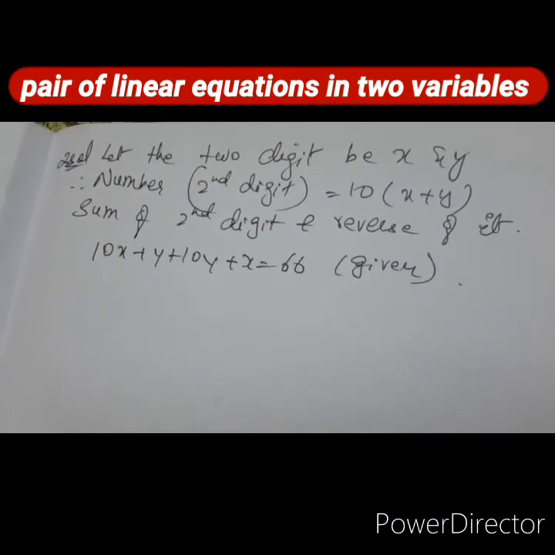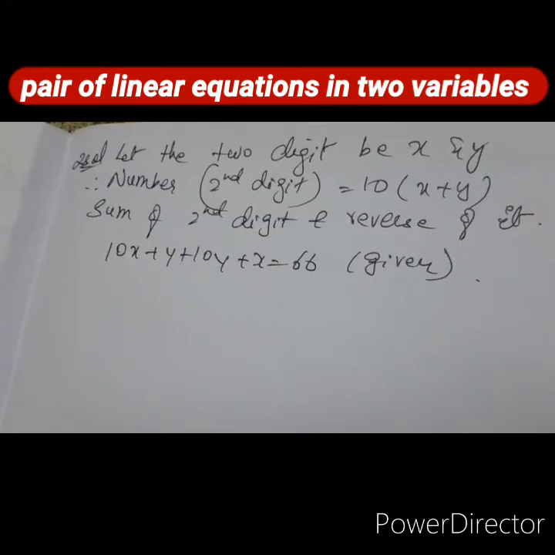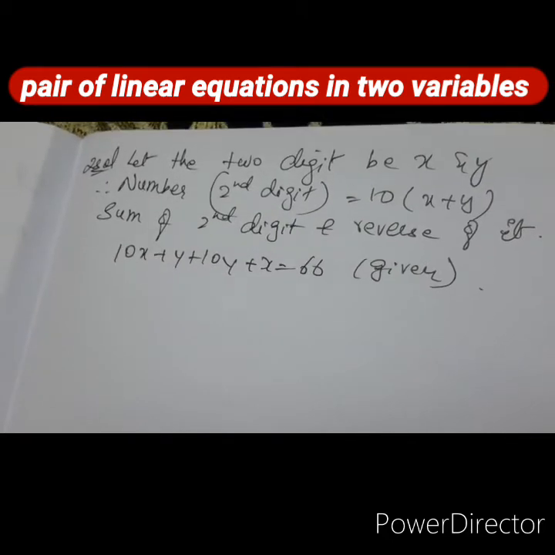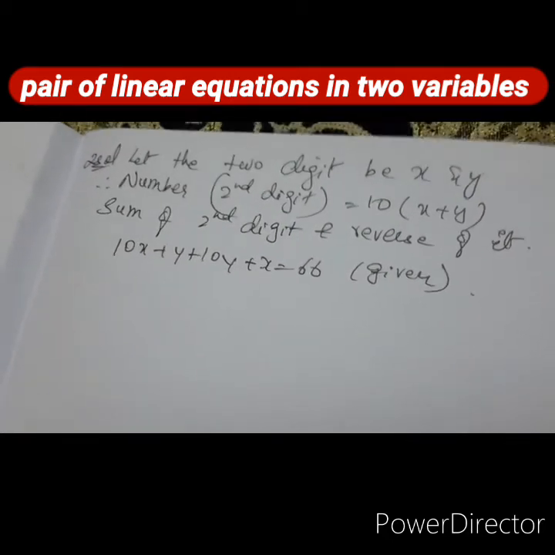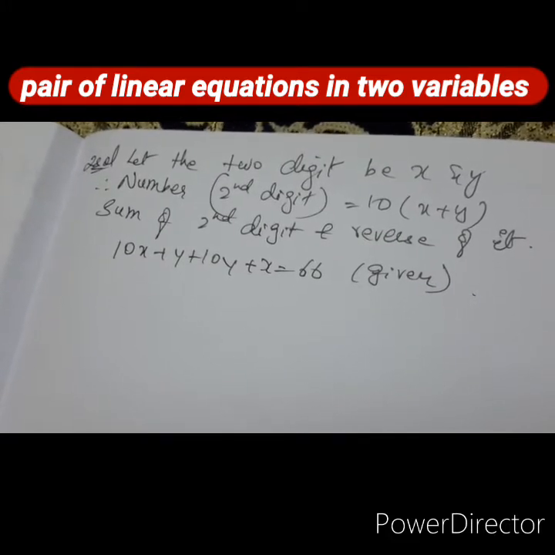Students, check the second question. The sum of a 2-digit number and the number obtained by reversing the digits is 66. If the digits of the number differ by 2, find the number. How many such numbers are there? Clear? We have to find out how many numbers there are whose sum with the reversed number is 66. Okay? Let us see now.